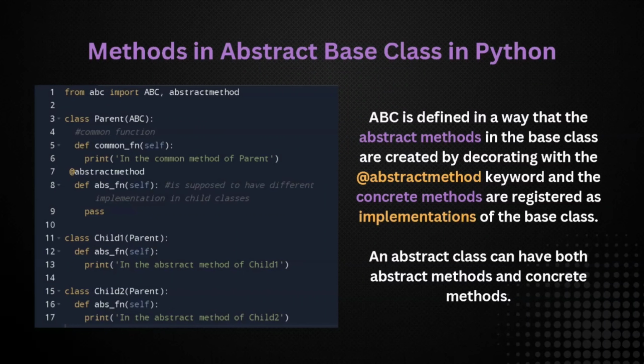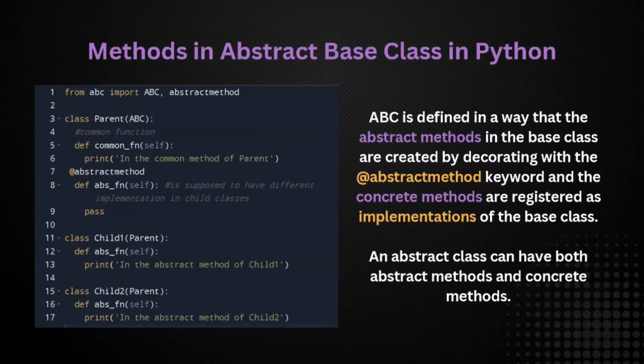We need to import ABC from the ABC module. This is what we have done in line number 1. And then we have created a class Parent, which is an abstract class. How do we know this? Because of this parenthesis inside, ABC. Inside this class, we have defined a method, common function, which will be printing "I am a common method of parent."